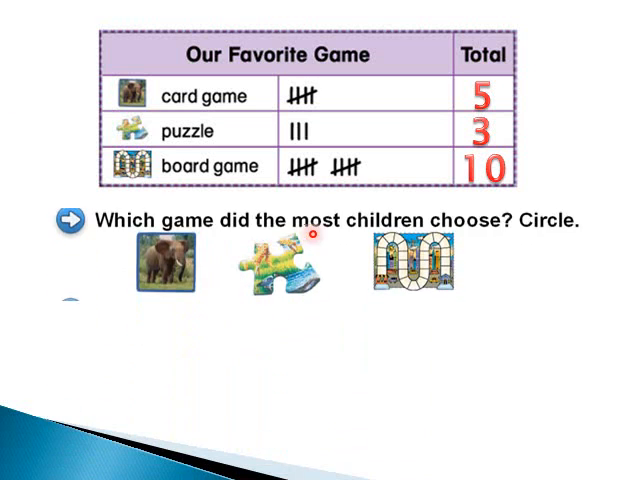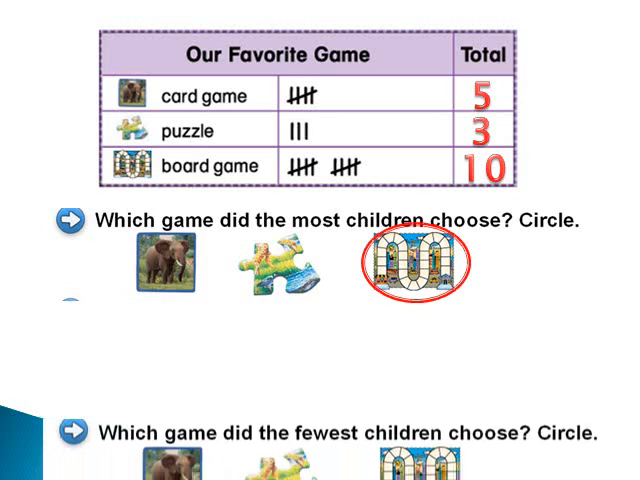Okay, which game did the most children choose? How do I know that? The game that most children chose is the game with the greatest number. Which game has the greatest number? This 10 is the greatest number. Let's see for which game. For board games. So most children prefer board games.